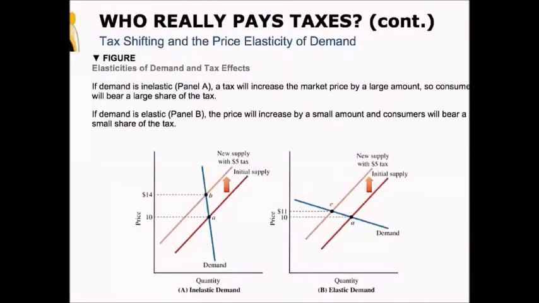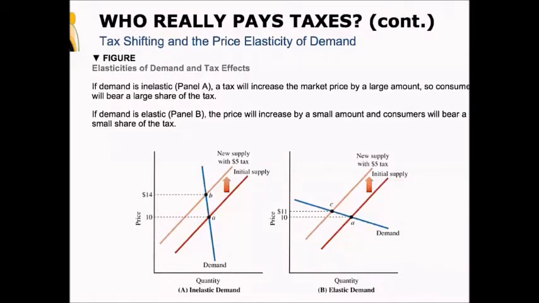Now, who actually pays it? The distribution of that tax depends on the slope of the demand curve. Let's look at two examples. Here we've got an inelastic demand curve. It's relatively steeply sloped. We can see that the price at equilibrium is $10.